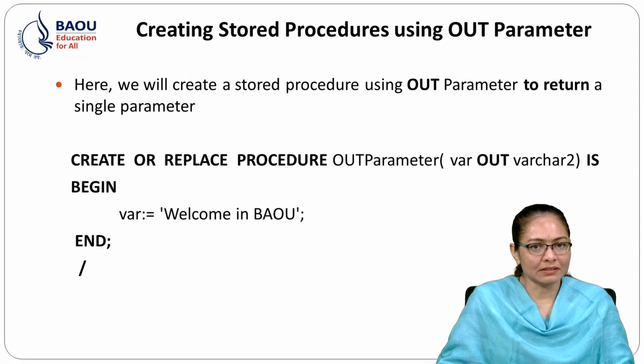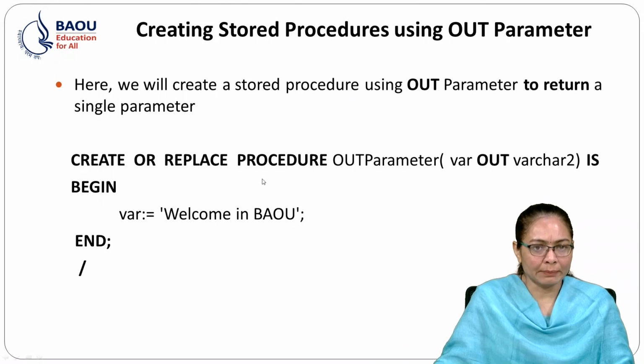So here, try to understand with the example. Create or replace procedure, then the procedure name. Here we will give the procedure name out_parameter. You can give any name to the procedure because it is a user defined name. In the bracket, where, then OUT is the parameter mode, and then VARCHAR2, then IS. In begin, where is equal to 'welcome in BAU'. This is the string which is stored in the variable.